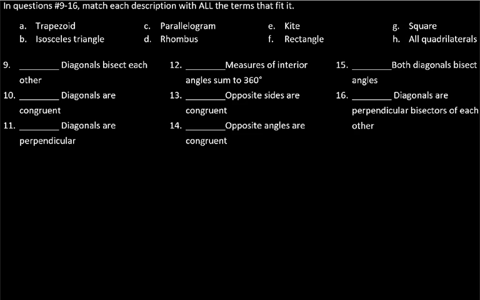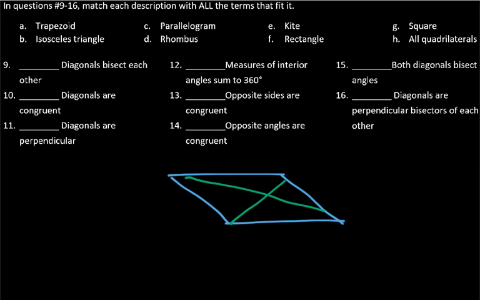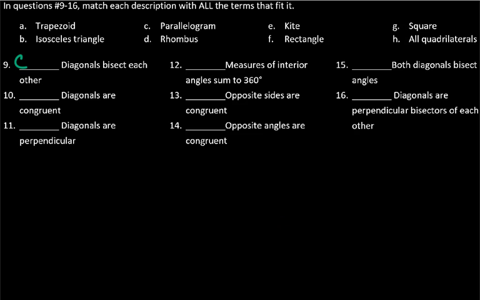And isosceles triangle, there are no diagonals with an isosceles triangle. A parallelogram, so if we have some parallel lines, oh, that was pretty far off. They're always going to result in bisecting the diagonals. So the parallelogram will definitely be one of those that do have diagonals that bisect.